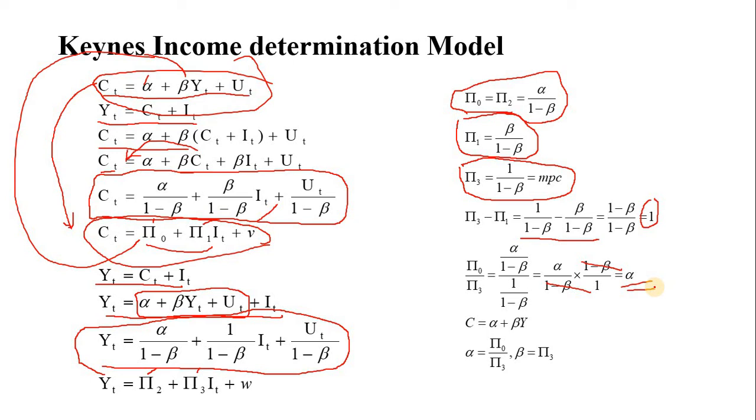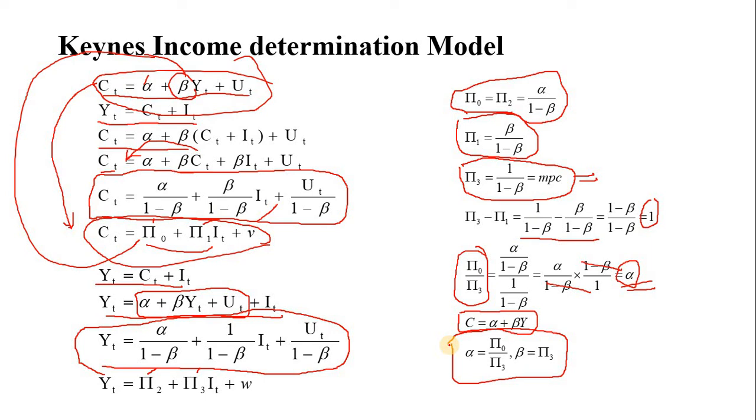So what you got now: if you divide pi 0 by pi 3, you will get the intercept alpha. And if you take pi 3, then you will get 1 divided by 1 minus beta, which is equal to MPC. MPC is nothing but this coefficient beta. So this is the equation, C is equal to alpha plus beta Y, where alpha is equal to pi 0 divided by pi 3 and beta is equal to pi 3.